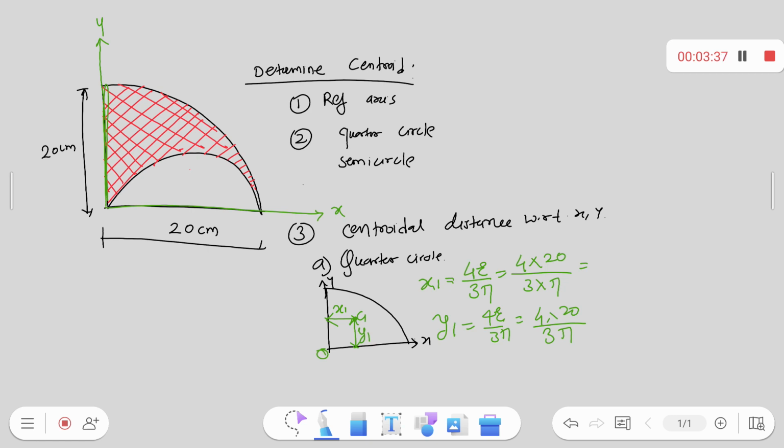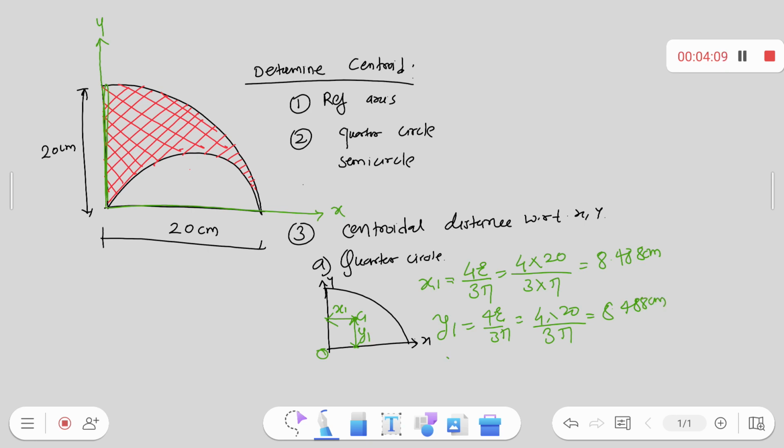Now find this value, 4r by 3 pi. Keep it as it is, or find the value: 4 into r divided by 3 pi. The value comes to 8.488 centimeter. Similarly, here it is 8.488 centimeter. This is for the quarter circle.